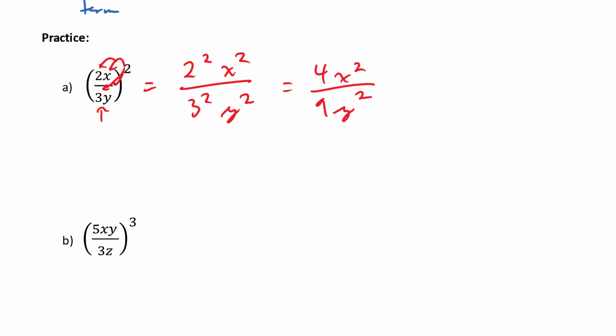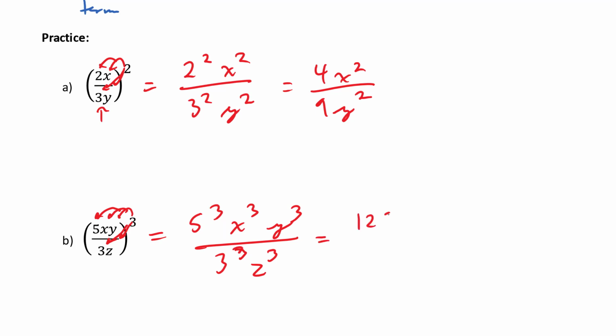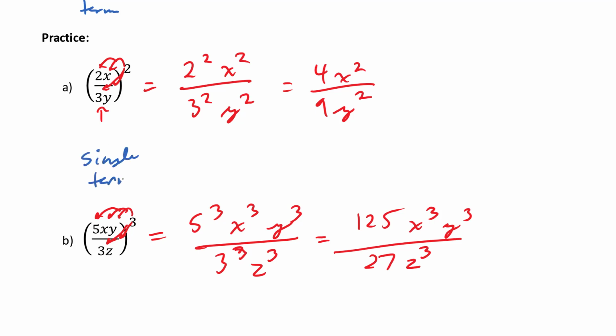Let's try b now. Again, it goes to all the variables and the numbers because it's one single term. 5 cubed, x cubed, y cubed over 3 cubed, z cubed. 125 x cubed, y cubed over 27 z cubed. Once again, we can do that because both of these are single terms. The numbers and variables inside are separated by multiplication symbols and division symbols only. They are not separated by addition or subtraction symbols.